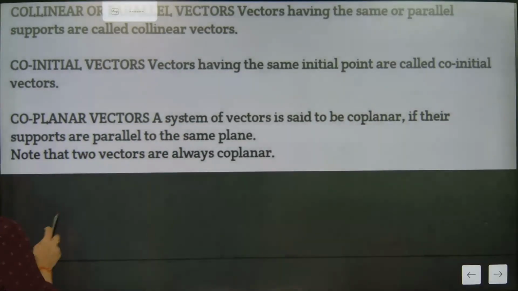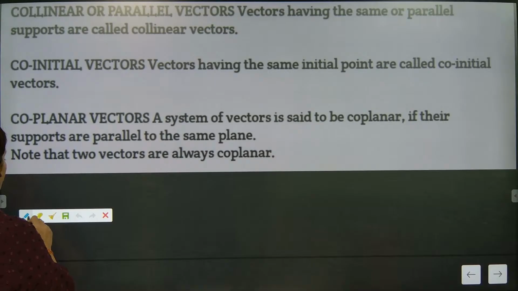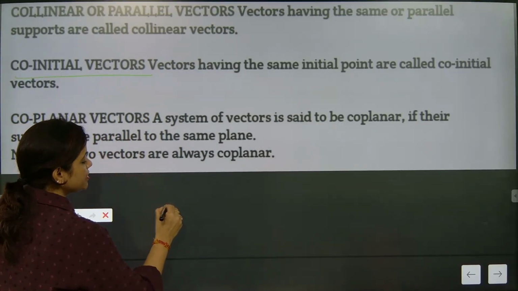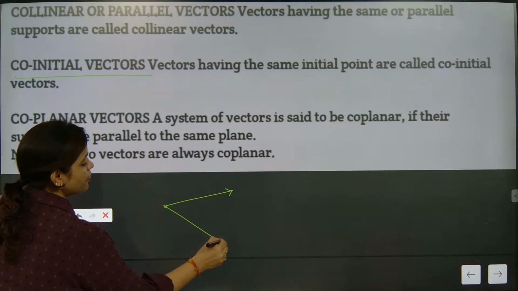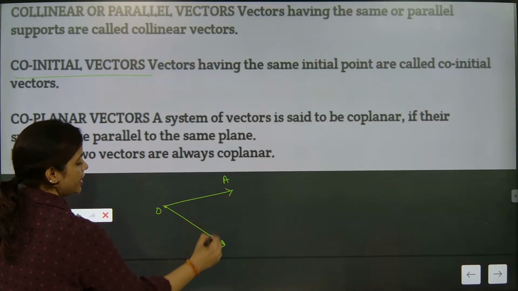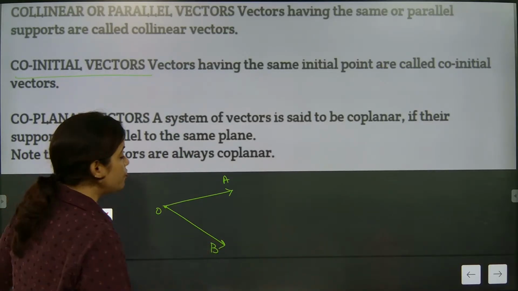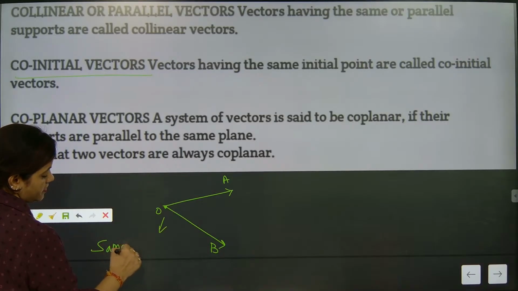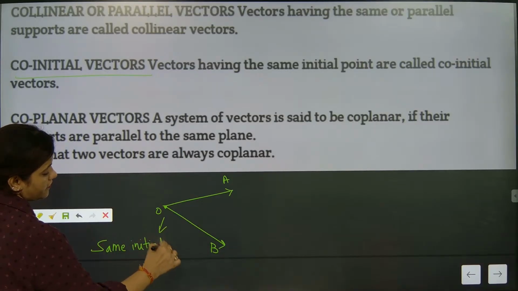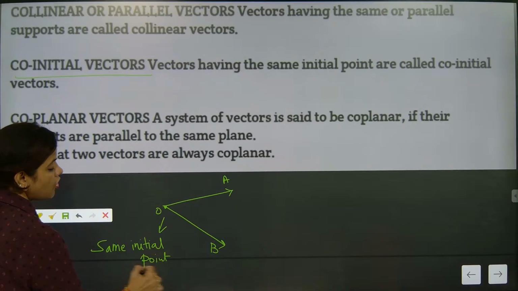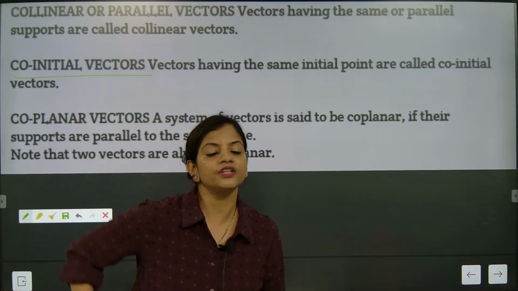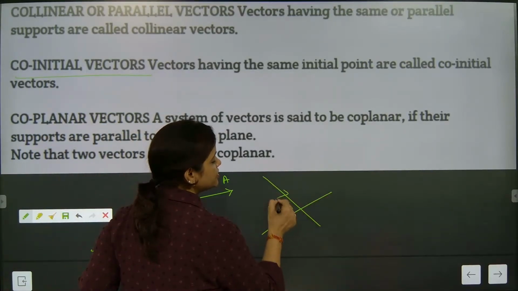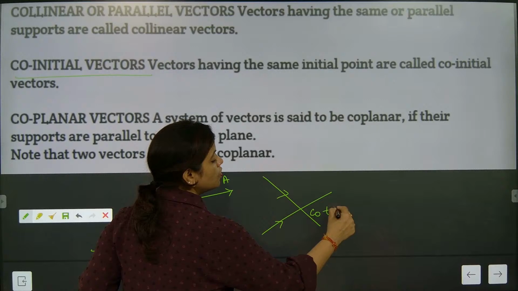Now look here, please pay attention. When somebody asks you the meaning of co-initial vectors: when two vectors have the same initial point, O, A, B. Understood? So both vectors have the same initial point. What is it called? Co-initial vectors. Now when two vectors have the same terminal point, it is called co-terminal.